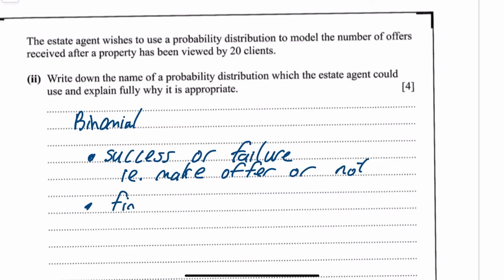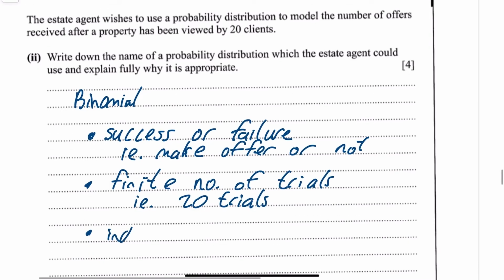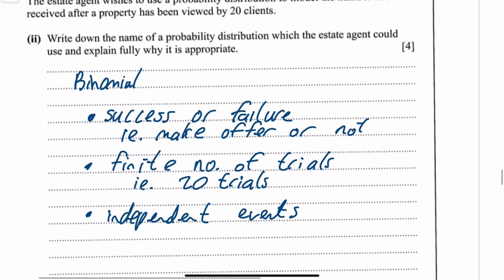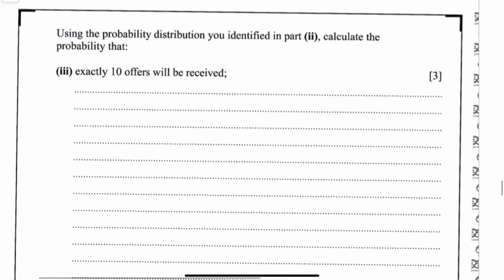Also, there's a finite number of trials. So in this case, i.e. you've got 20 trials because there's 20 people, 20 clients. And the last one then, they are independent events. So the three things for binomial are success or failure, which means two possible outcomes, a finite number of trials, and independent events. What that really means is that one person making an offer has no impact on another making an offer.